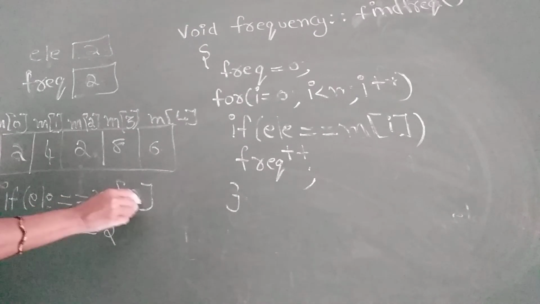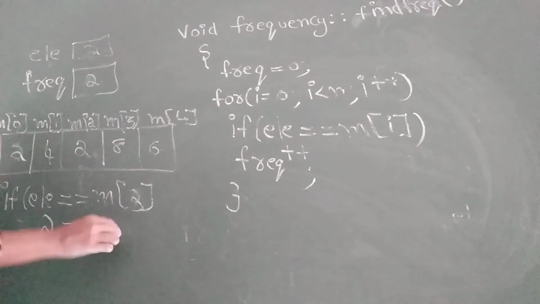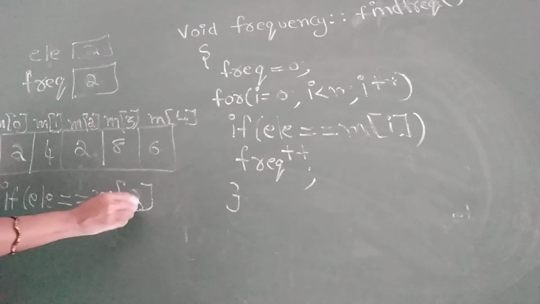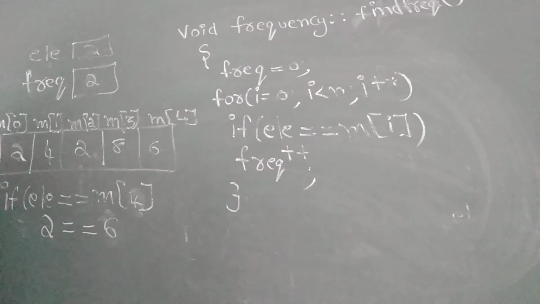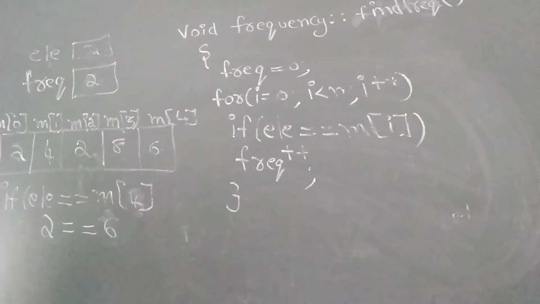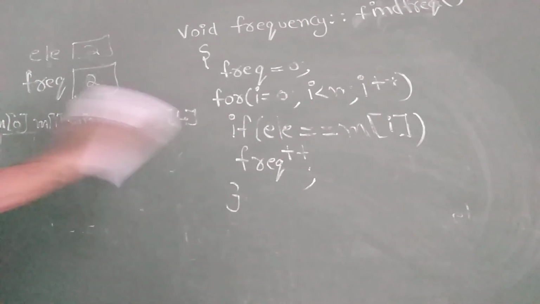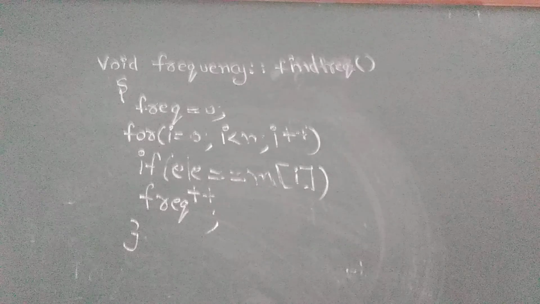Next one, m of 3. In m of 3, what is there? 8 is there. If matching is not there, it will be the same. Now next, m of 4. In m of 4, what is there? 6 is there. No matching takes place. So what is the frequency? 2 is repeated 2 times. Okay? I hope everyone understood. Let us go back to this part. One second, students.